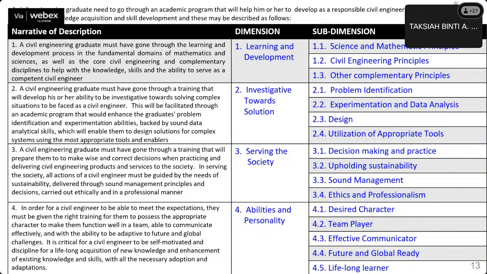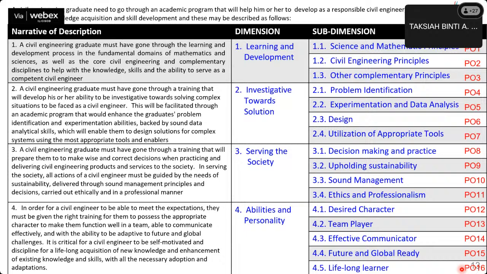And we also expand into our sub-dimensions. For learning and development, we split it into more details: 1.1 is science and mathematics principles, 1.2 civil engineering practice principles, and so forth. As you go down, you can see there are sub-dimensions that describe the competency framework that is common to all civil engineering in ASEAN. If I label this, if I number this, it can be program outcome number 1, number 2, and so forth.